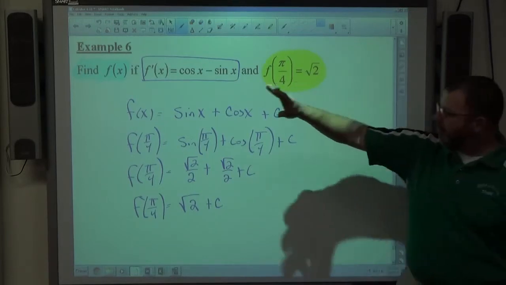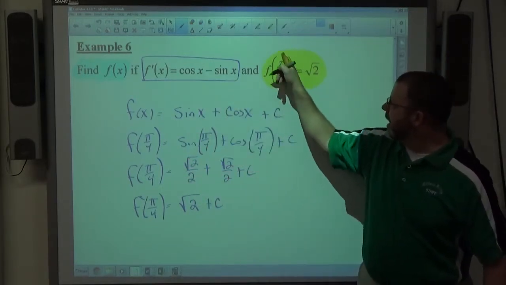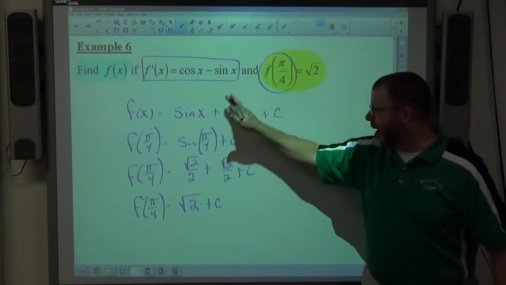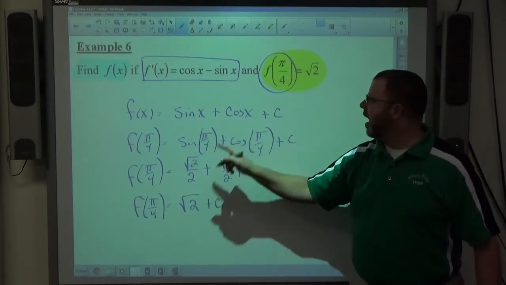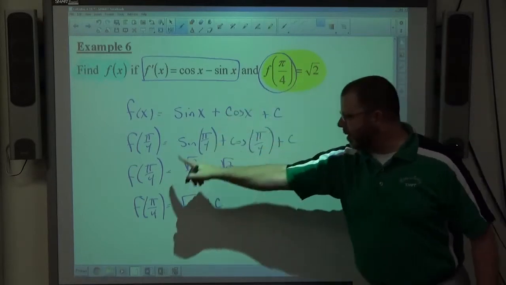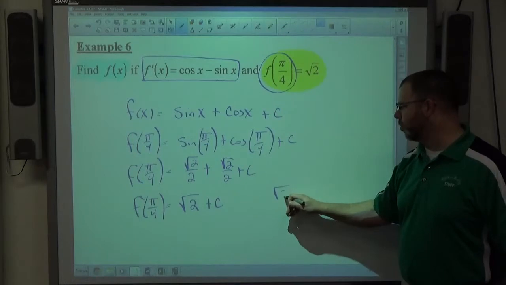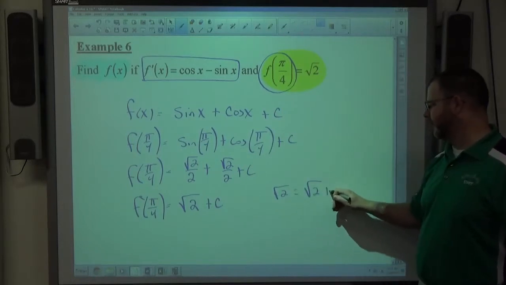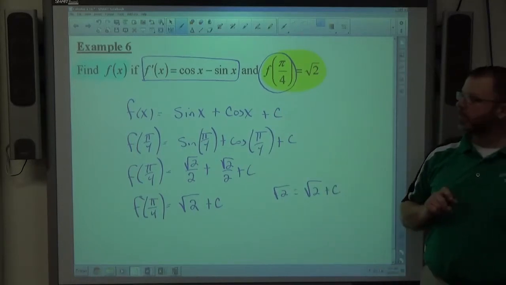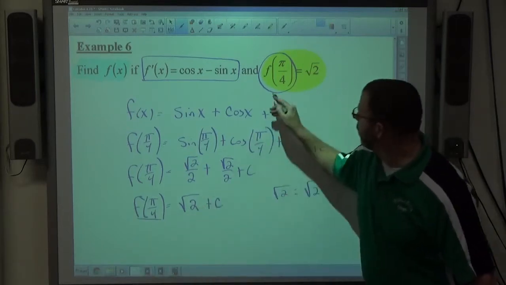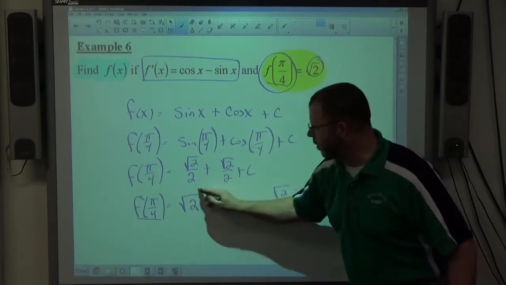So, I figured out f of x. I figured out what f of pi over 4 looks like for my f of x, which is this. F of pi over 4 equals the square root of 2, and f of pi over 4 also equals the square root of 2 plus c. That means the square root of 2 is equal to the square root of 2 plus c. They both are that, right? So we set these equal to each other.